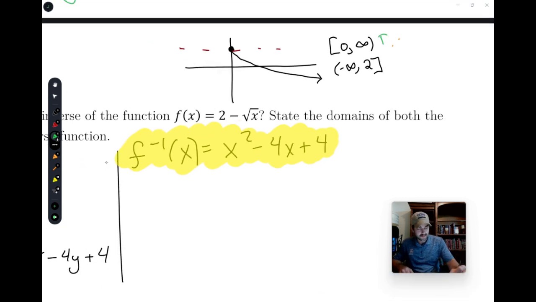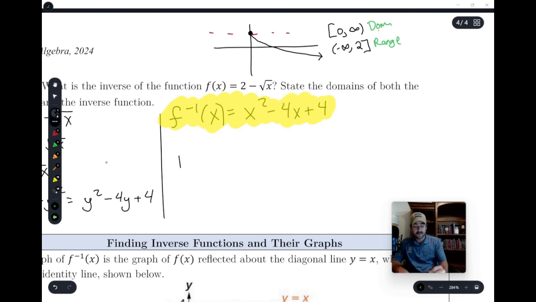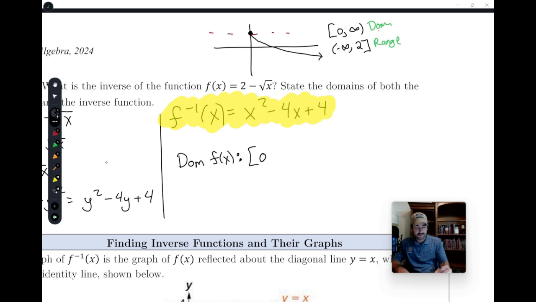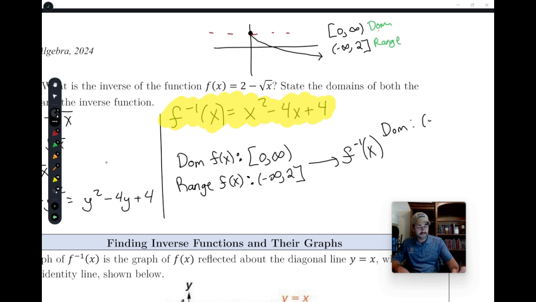And so what we're going to do is we're going to take this equation and this domain and this range and use the properties of switching x and y to solve for, or not solve, but to find the other two domains and ranges. And so we've got the domain of f of x to be 0 to infinity, and we've got the range of f of x to be negative infinity to 2. And so we know, if we look at the inverse, f inverse of x, those are just going to switch. And our new domain is going to be negative infinity to 2. And our new range is going to be 0 to infinity.